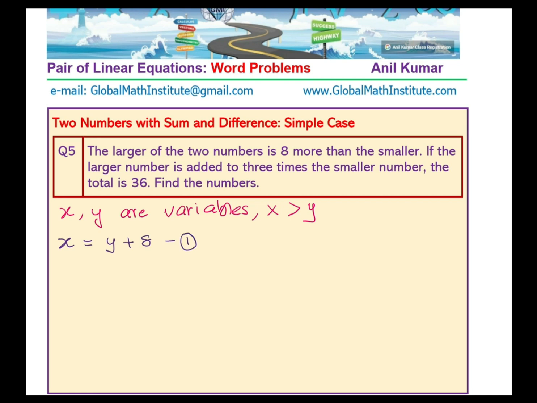Then it says, if the larger number is added to 3 times the smaller number, the total is 36. Larger number is added to 3 times the smaller. Means larger number is x plus 3 times smaller number is y. We get 36. You get the idea? So that becomes our equation 2. So we have two equations.